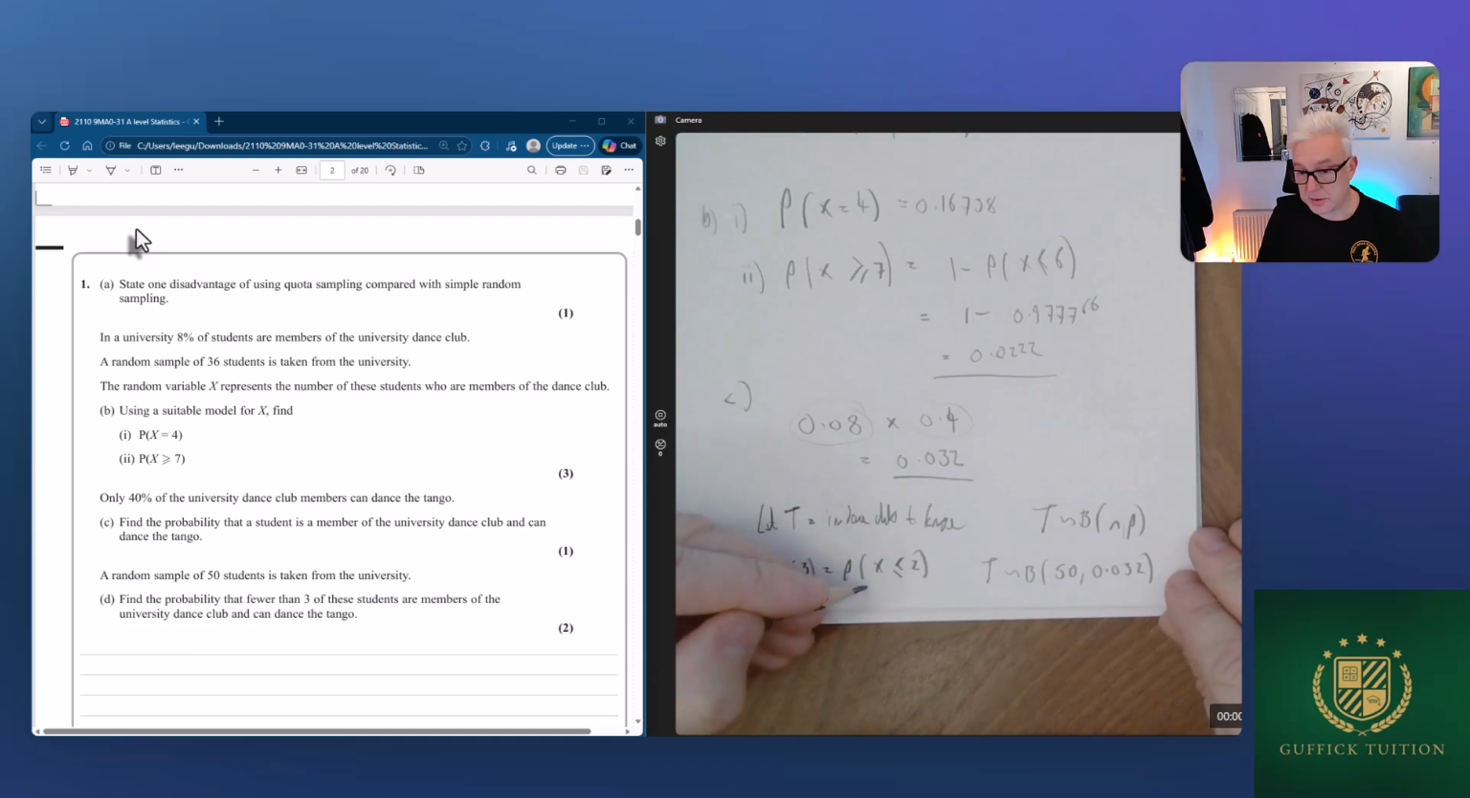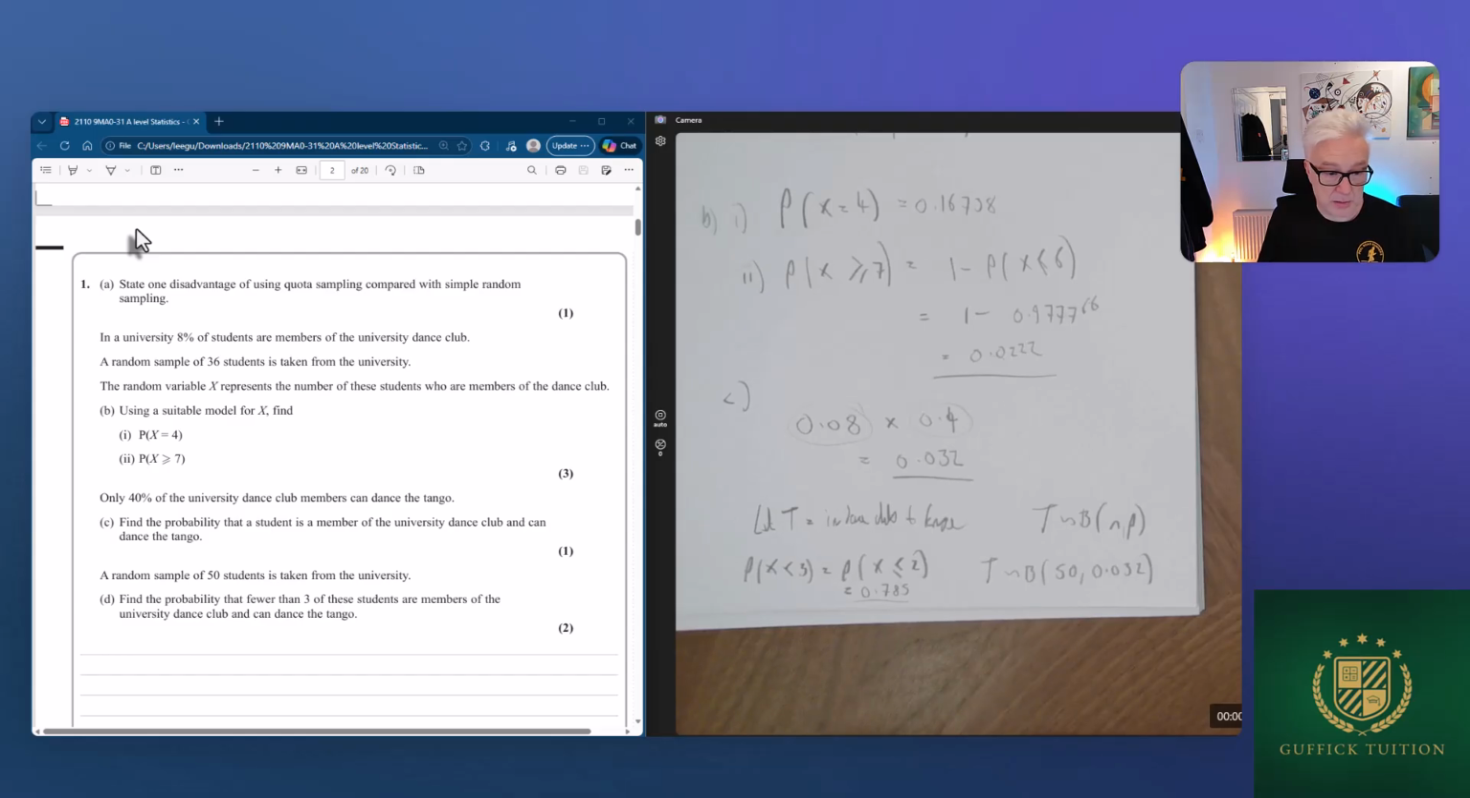So that probability is 0.785. So that's our answer to the probability that fewer than 3 of the members of the dance club can do the tango. That's question 1.